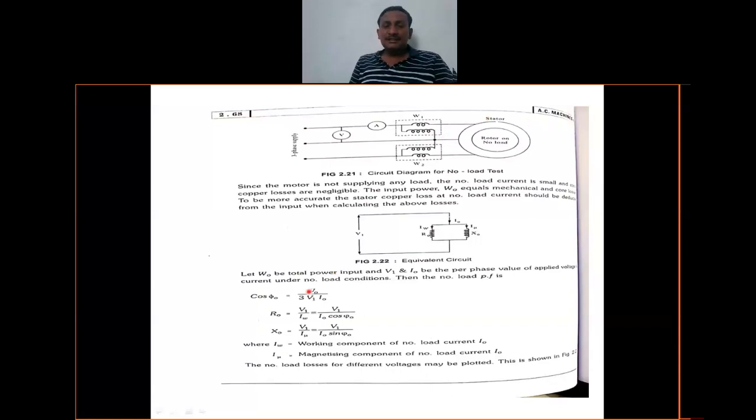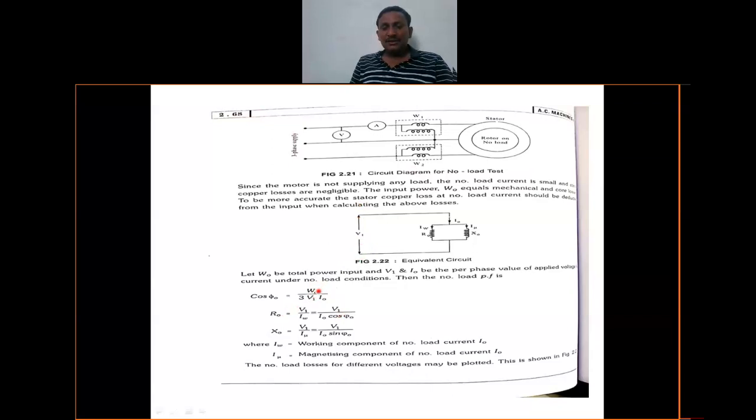Here this W naught is nothing but the total three phase power, W1 plus W2. V1 is the input voltage.